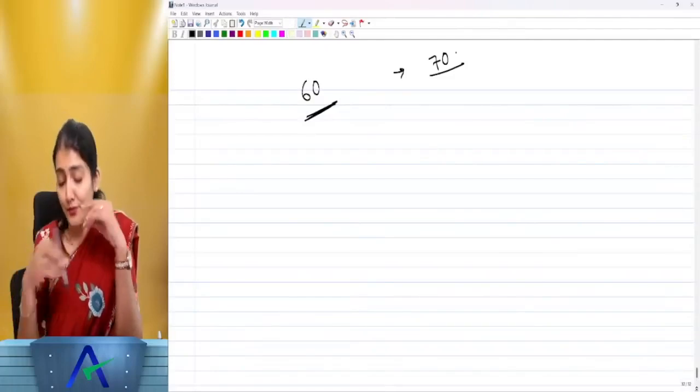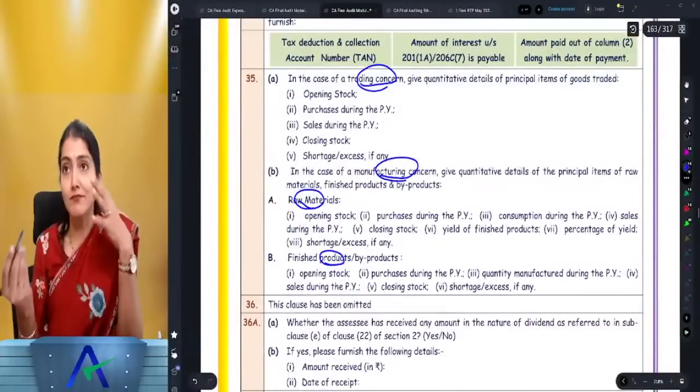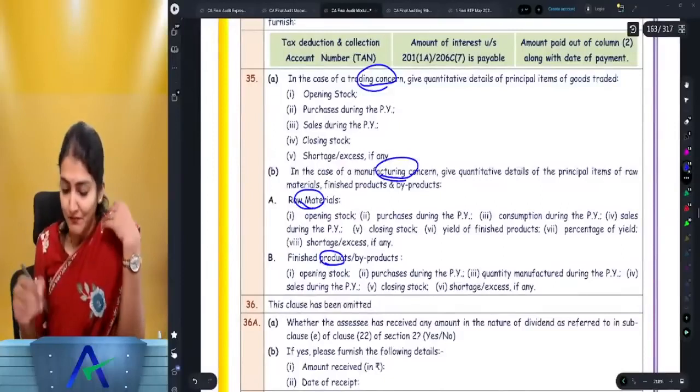Has the font you use in CA final book changed? This is the font. So maybe there might be some iterations which come.